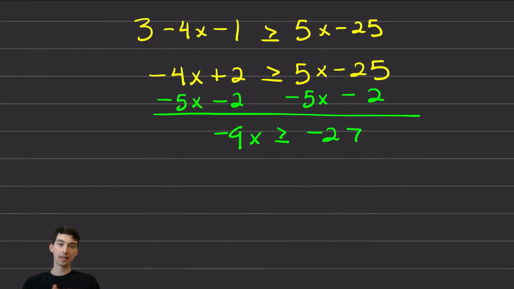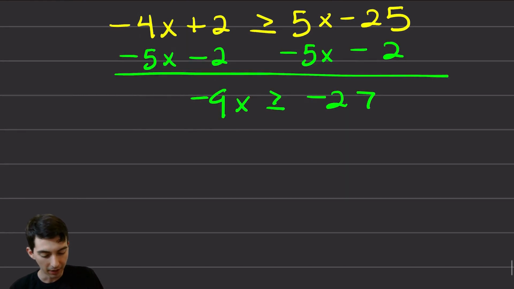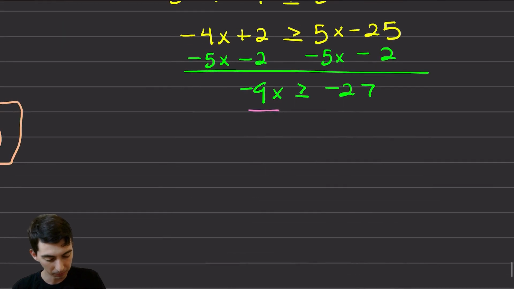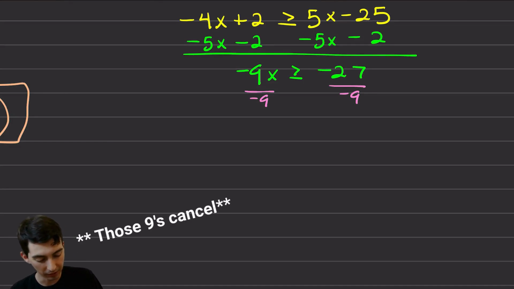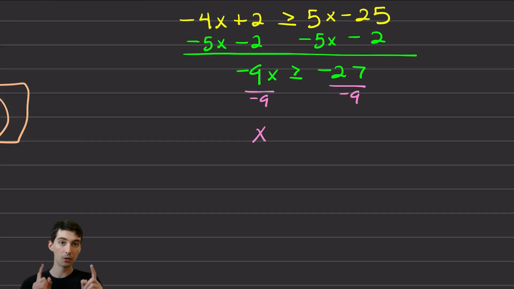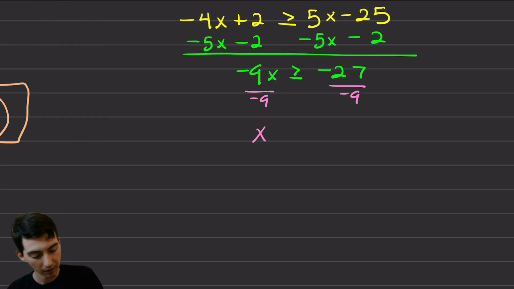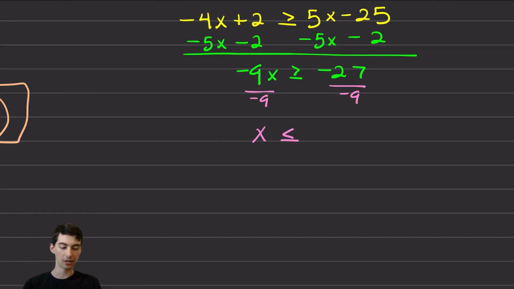Now we can get the x by itself by dividing by negative 9 on both sides. Oops. Divide by negative 9 on both sides. When we divide by negative 9 on both sides, those x's will cancel out. So I'm left with x. And now we have to be careful because we just did something very important. I just divided by a negative 9. Remember when we said at the very beginning, if we multiply or divide by a negative number, we have to flip the inequality. So that means instead of greater than or equal to, I'm going to have less than or equal to. And negative 27 divided by negative 9 will give me a positive 3.